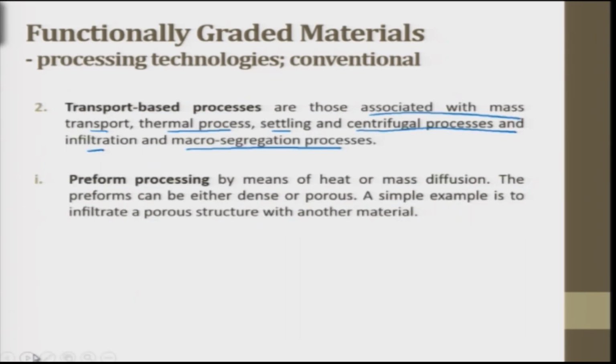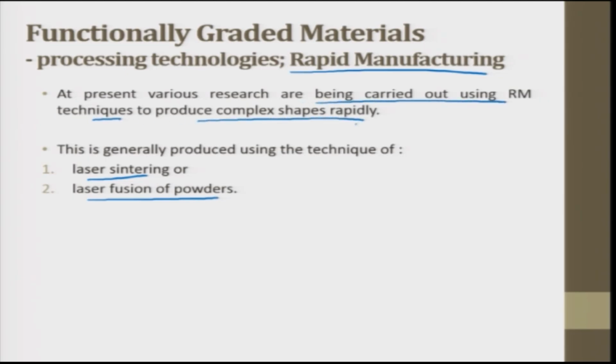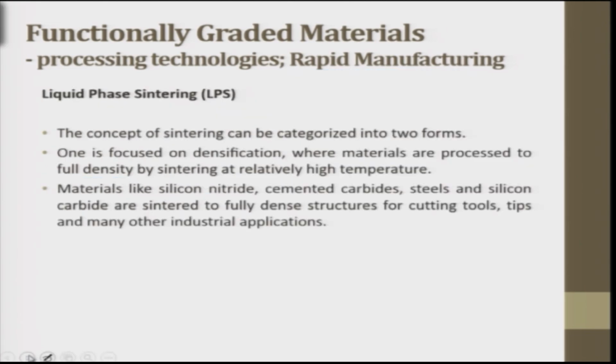In transport based processes, one of the processes is the preform process. Preform processes work by means of heat or mass diffusion. The preforms can be either dense or porous. A simple example is to infiltrate a porous structure with another material. So, this is one of the FGM processes. Now, rapid manufacturing processes are laser sintering and laser infusion of powders. At present, various research is being carried out using rapid manufacturing techniques to produce complex shapes rapidly. So, these are the two major techniques which we have discussed in the previous lectures as well.